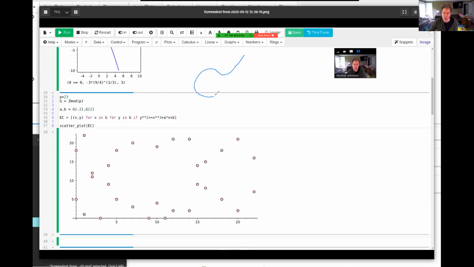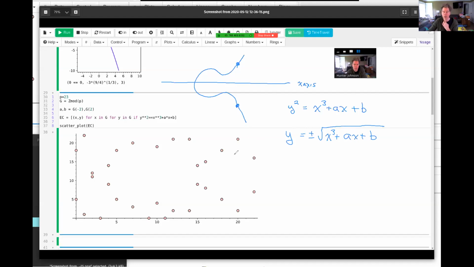So in the real version, the thing is symmetric about the x-axis. And the reason that's true is because the definition of the curve is y squared equals x cubed plus ax plus b. So that gives you two solutions. Y equals plus or minus the square root of x cubed plus ax plus b. And so that's why you get a point on the curve up here and then a corresponding point on the curve down there. So something similar happens in the discrete context.